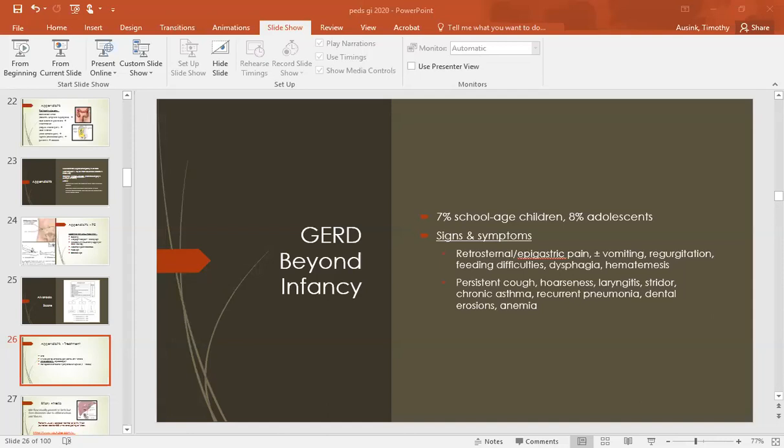Okay, so beyond infancy, 7% of school-aged children and 8% of adolescents may have some sort of presentation like this. Signs and symptoms are retrosternal and epigastric pain plus or minus vomiting. They're going to have that good history of eating hot Cheetos, and there may be some hematemesis. All right, but sometimes we got to think about this, right?